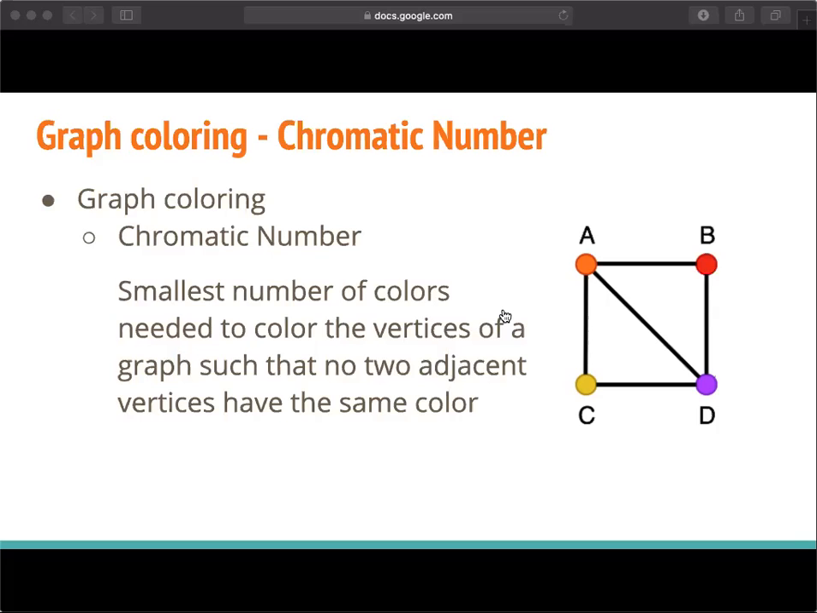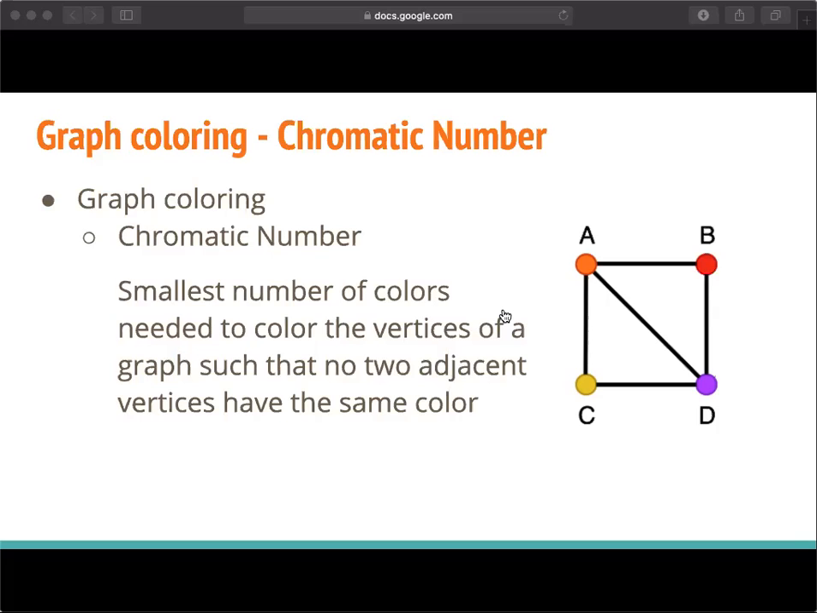So in this very simple graph here on the right, if we look at vertex A and we look at all the adjacent vertices, they shouldn't have the same color as A.